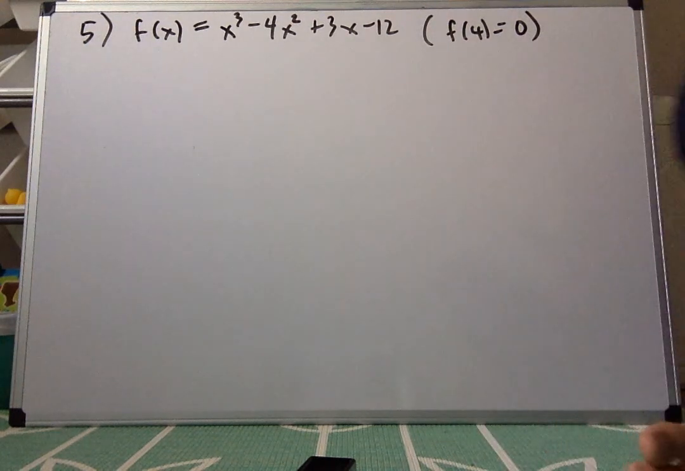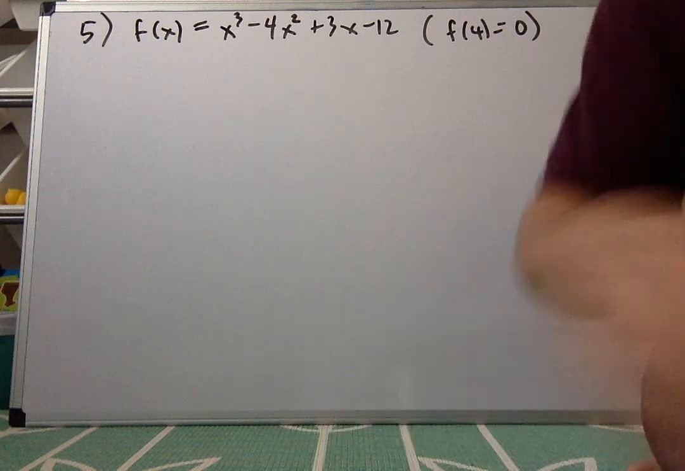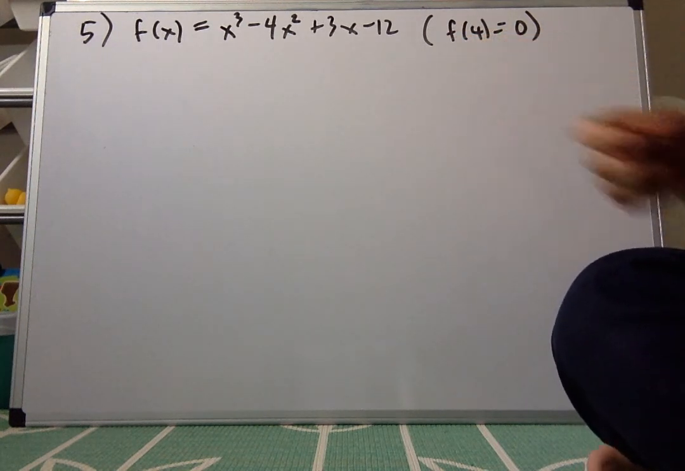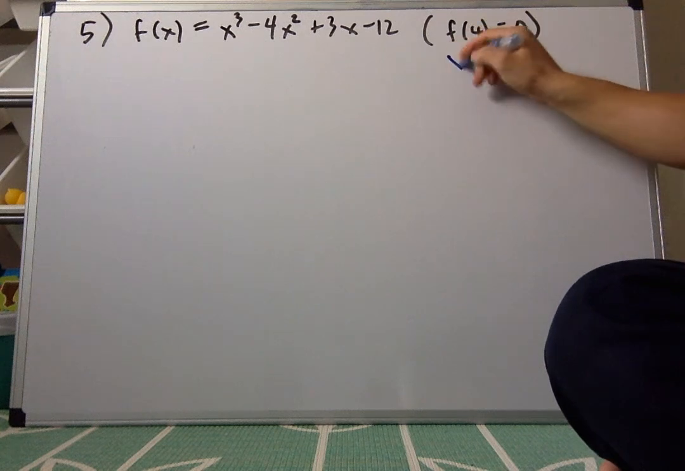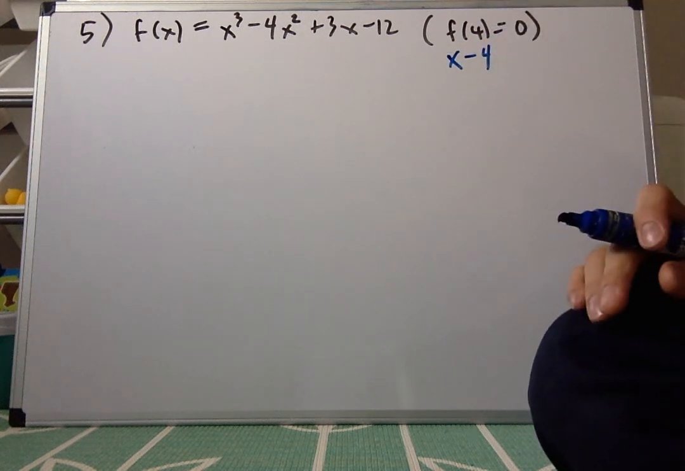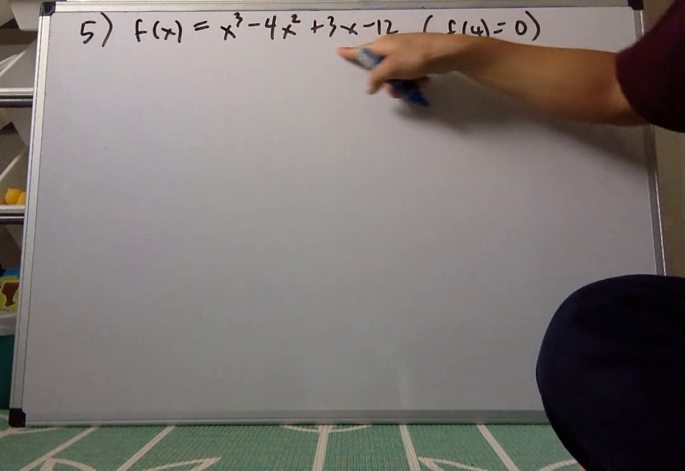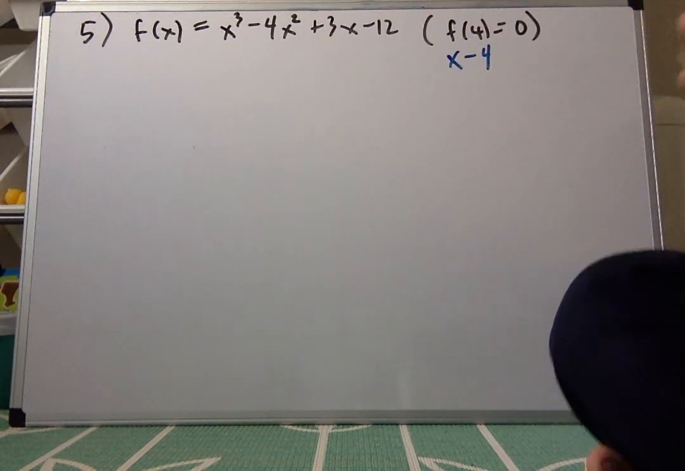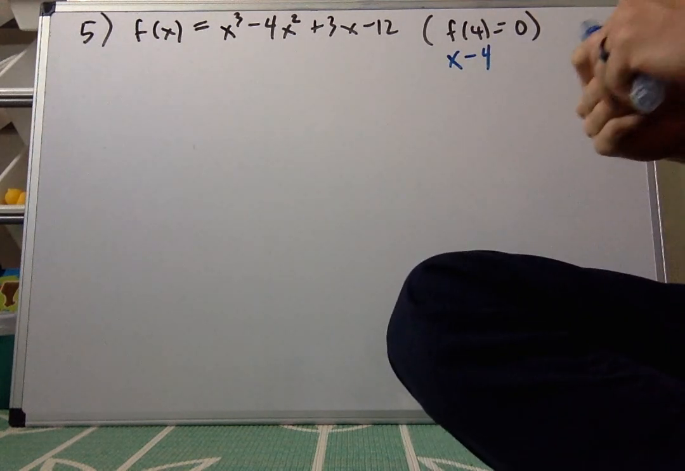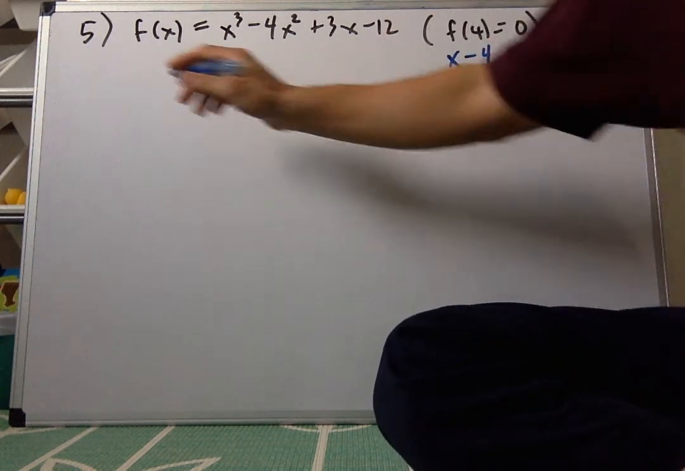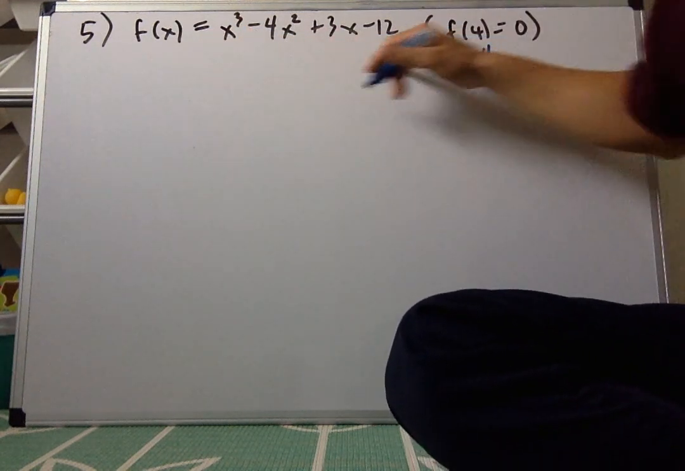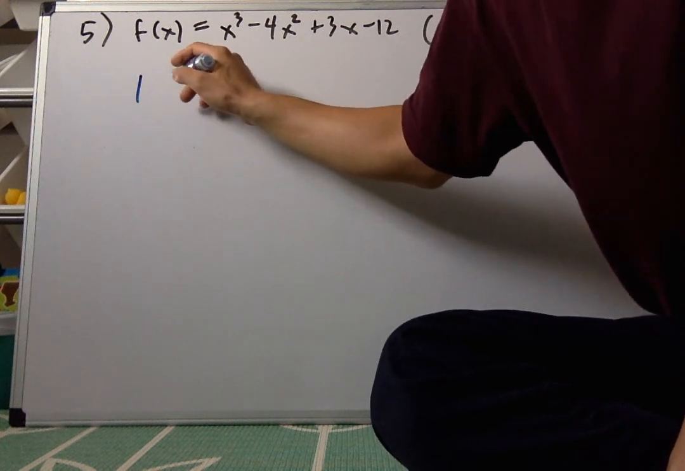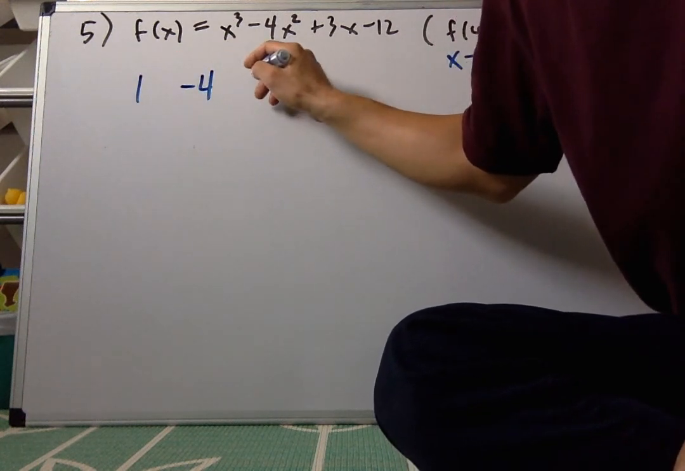Alright, so we have to actually think back to our last class where we did all that division. Remember that? F of 4 equal to 0. What that actually means is that x minus 4 is a factor. So this is going to be equal to x minus 4 times some other polynomial. How do we figure out that other polynomial? Well, we do it with division. We're going to divide this whole thing by x minus 4. And remember, there's a shortcut for that: since it's the form x minus 4, I can use synthetic division.